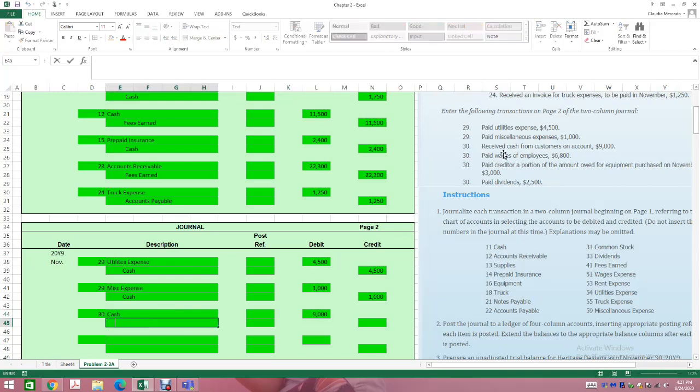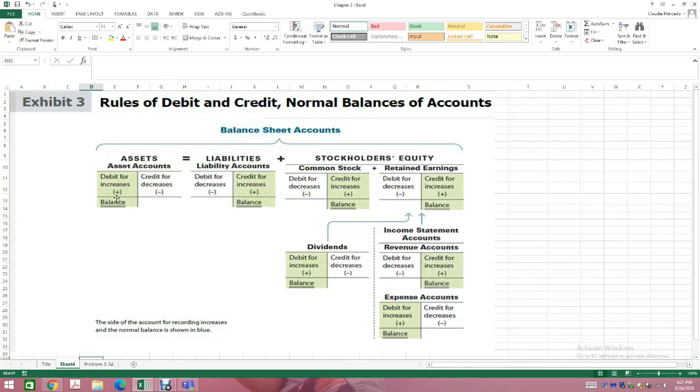Okay. Now it says you receive cash from customers on account. If a customer owed you money, what account would you use? Okay. And I had already explained that. If someone owes you money, then you set up a receivable. So a receivable is debited. When someone pays you the money that they owe, then you would need to credit it.